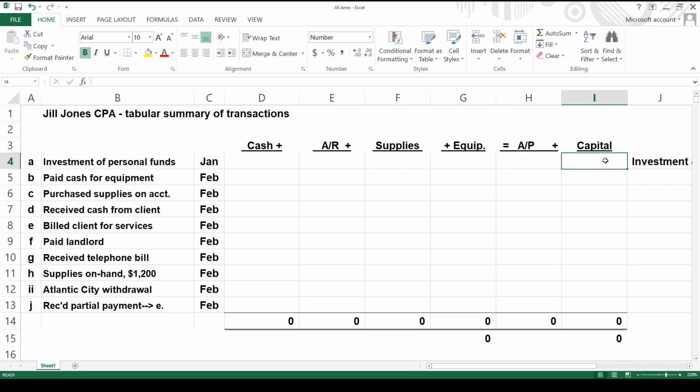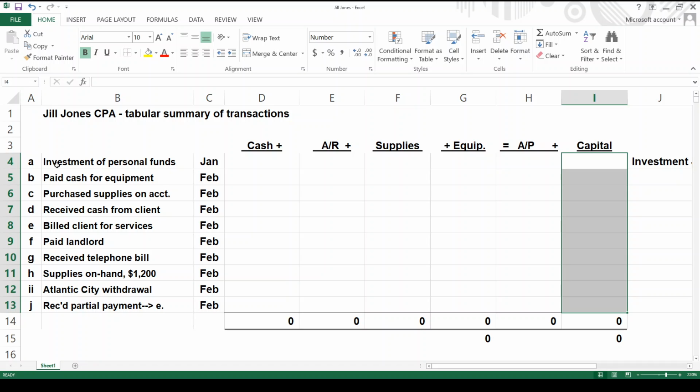Investments will increase capital. Revenue will increase capital. Drawing will decrease capital. And expenses will decrease capital. That's what will go in this column over here. Capital fluctuations. Okay. Now, an investment. What does that mean? Did we buy Apple stock? No. In this context, it means you took your personal money and you put it into the business.